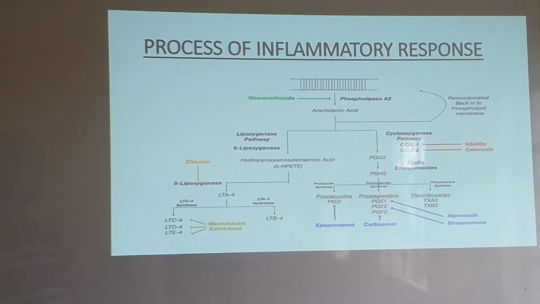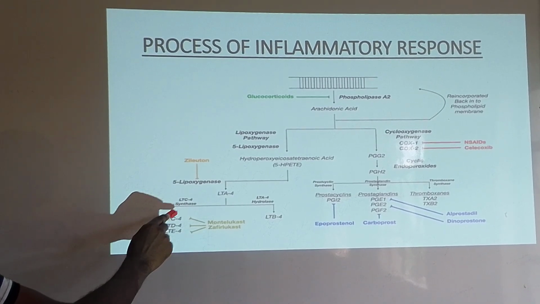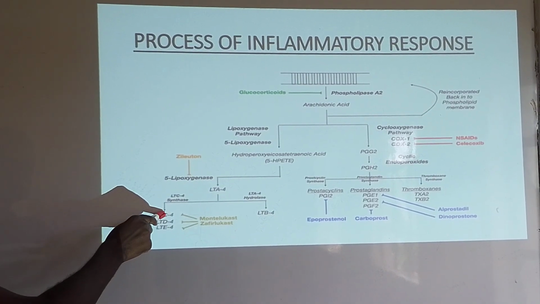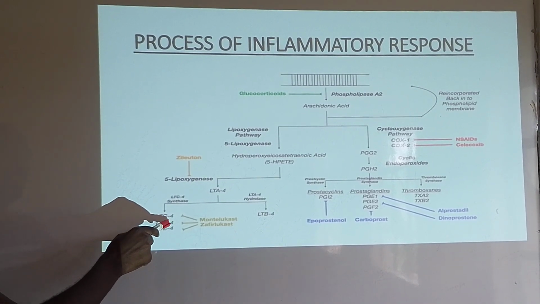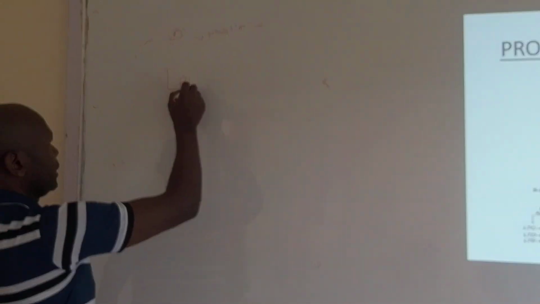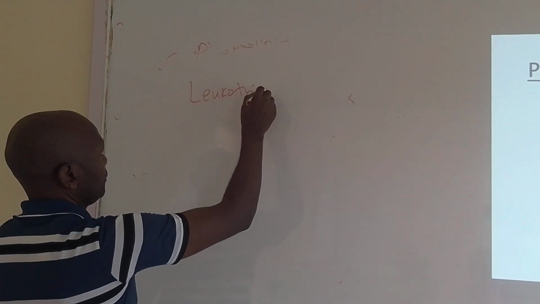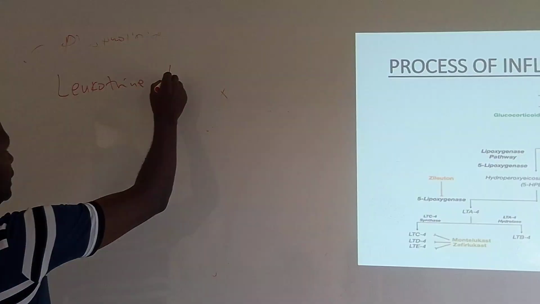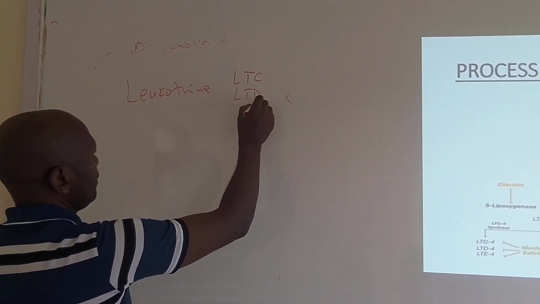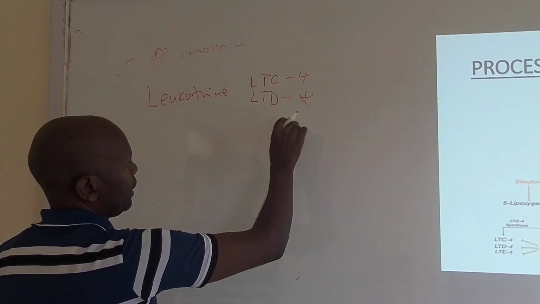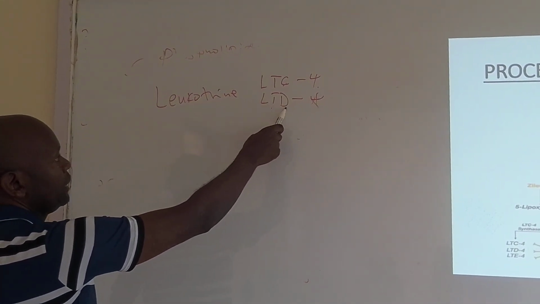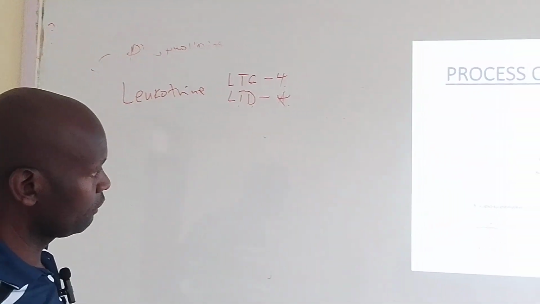Under this enzyme we are calling LTC4 synthase, it can convert LTA4 into LTC, LTD, and LTE. LT just means leukotriene. So when you see abbreviations like LTC4 or LTD4, it simply means leukotriene C4, leukotriene D4, and so on and so forth.